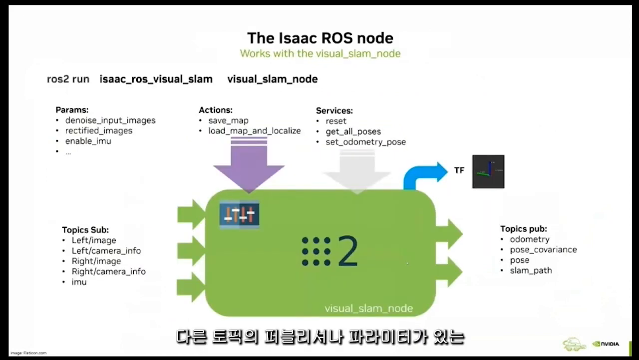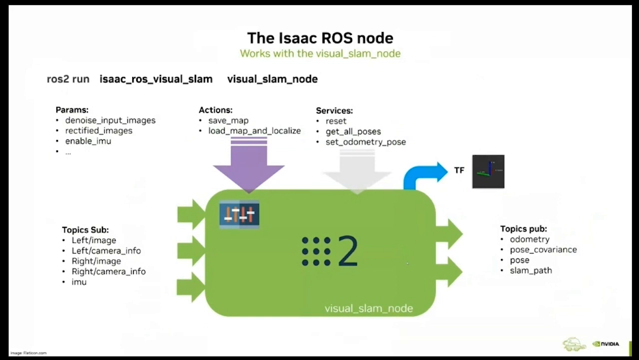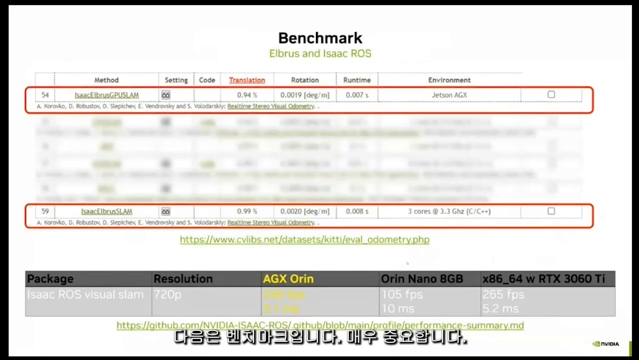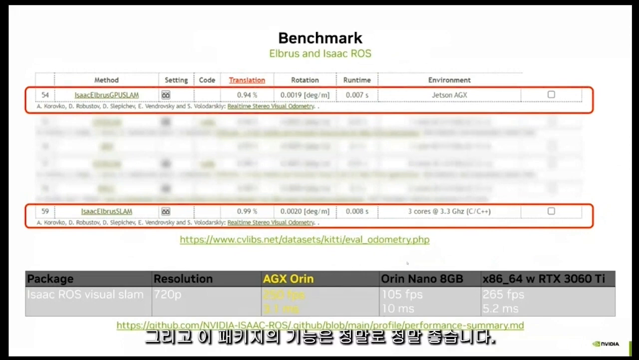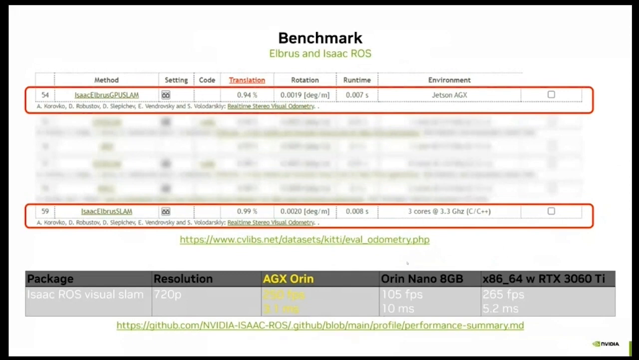Third, it works as a ROS2 package, with different topics, subscribers, publishers, params, actions and services. I'm really sorry, but I was sick these days. Benchmarks, this is important. The achievement and the capabilities of this package are really, really high, and you can use it on your robot from today.